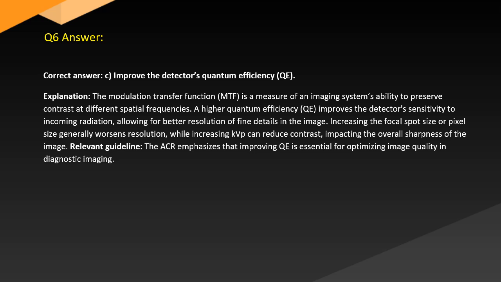Answer. Correct answer: C. Improve the detector's quantum efficiency. Explanation. The modulation transfer function (MTF) is a measure of an imaging system's ability to preserve contrast at different spatial frequencies. Higher quantum efficiency improves the detector's sensitivity to incoming radiation, allowing for better resolution of fine details in the image. Increasing the focal spot size or pixel size generally worsens resolution. Increasing kVp can reduce contrast, impacting the overall sharpness of the image. Relevant guideline. IACA emphasizes that improving quantum efficiency is essential for optimizing image quality in diagnostic imaging.